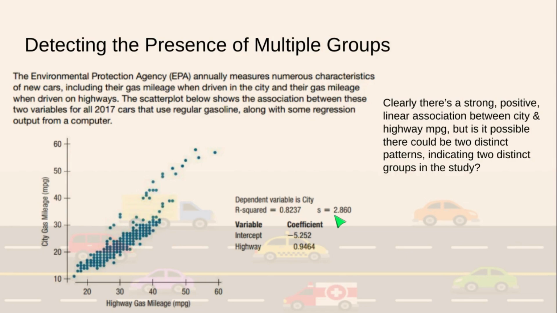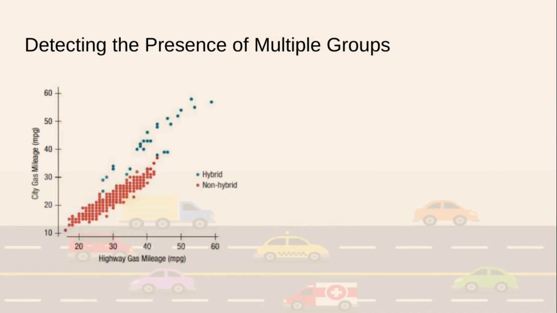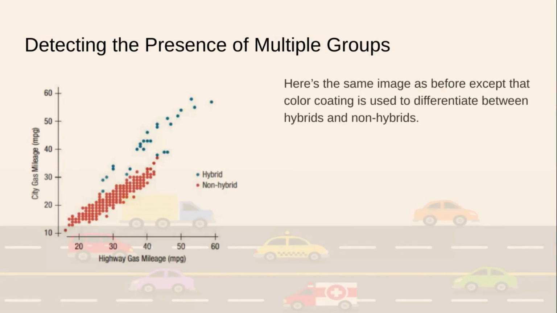Regression line could fit these data, but I think that if we were to group the bulk of the data together, our regression analysis would improve in terms of R-squared and S. And in fact, it does. There are 2 different groups that we are seeing here. We have the non-hybrids in red and the hybrids in blue. So here's the same image as before, except that we color-coded to differentiate between hybrids and non-hybrids. And now all of these points up here seem a little bit more obvious.